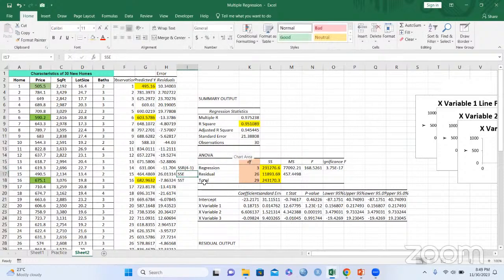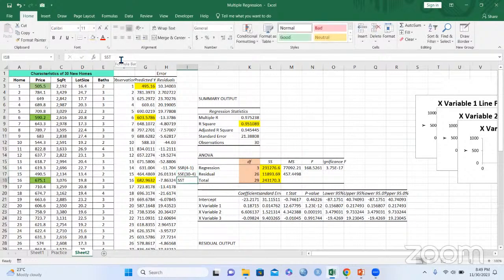So here, residuals. Total how many observations? Here we got residuals as 26. How did we get that? Total number of observations minus the number of variables. Price is one variable, square feet is the second variable, lot size is the third variable, baths are the fourth variable. So if I use 30 minus 4, it is going to be 26.